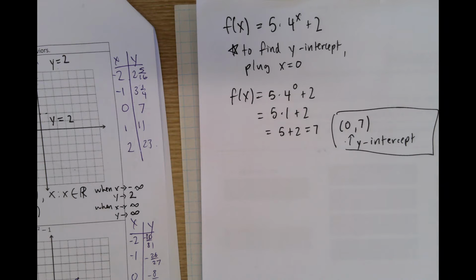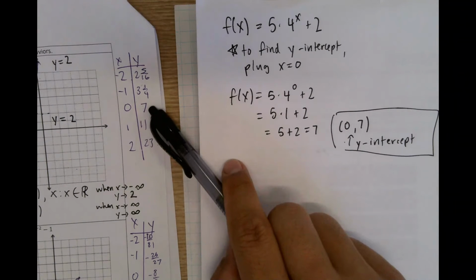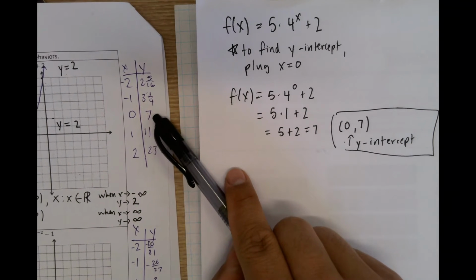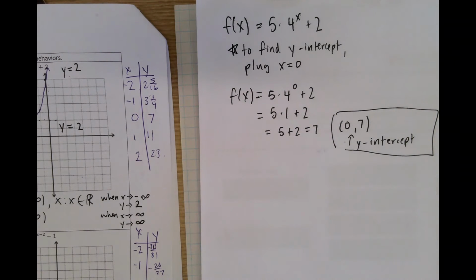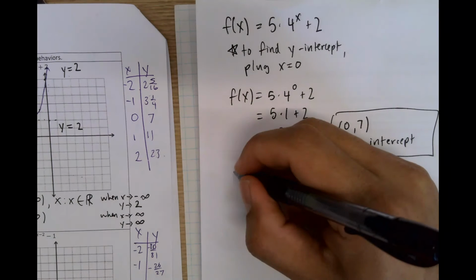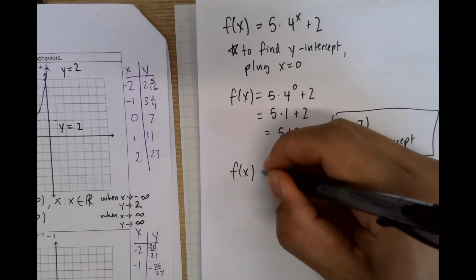You can see that I also solved for it in the table. If you already solved for it in the table, you could have just put 0, 7. The second thing we can solve for here is the x-intercept.